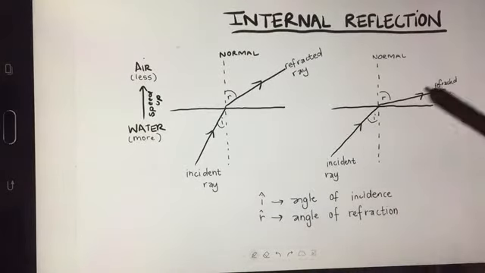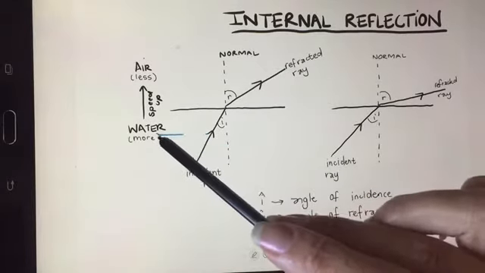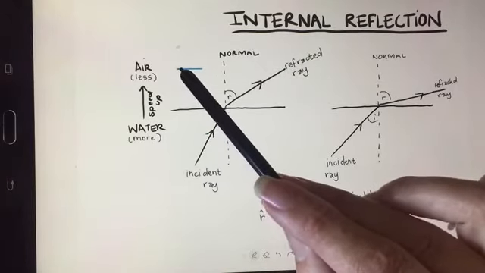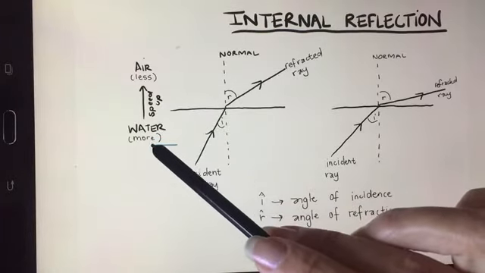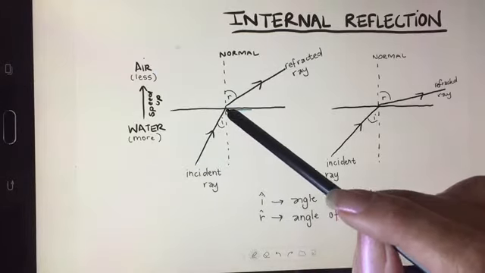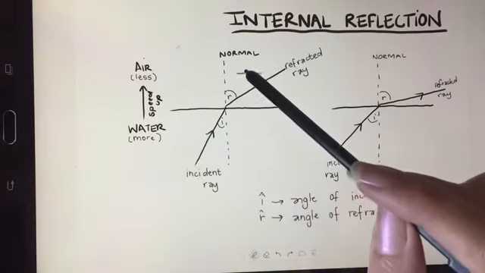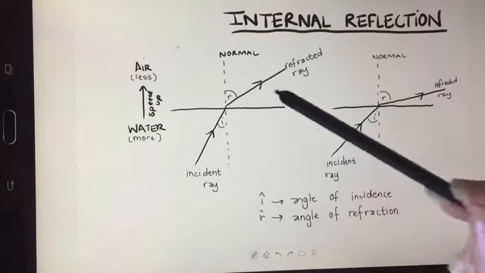So just to summarize what we've already done, we've got light traveling from water into air. You should know that water is optically more dense compared to air, and the light ray will speed up as it travels from water into air, and it will bend or be refracted away from the normal.